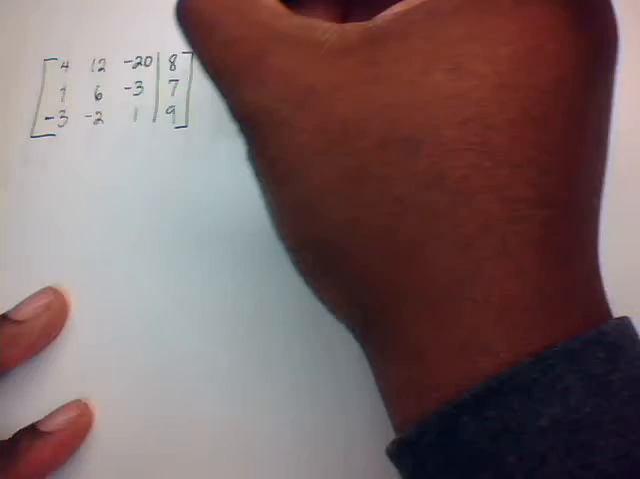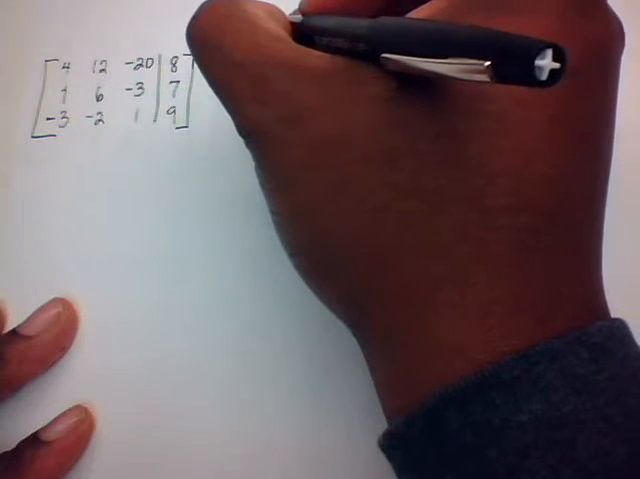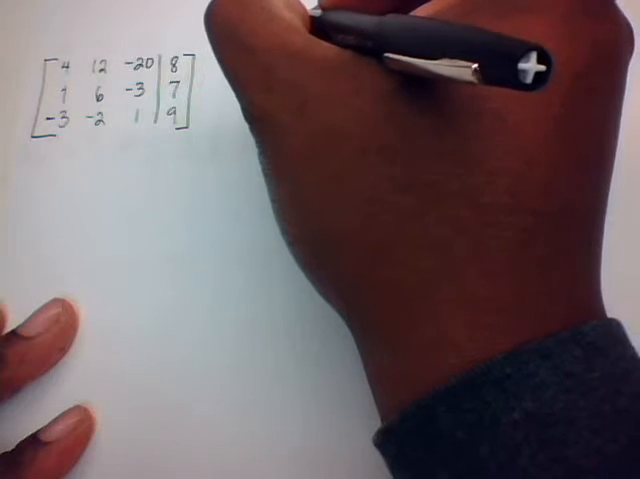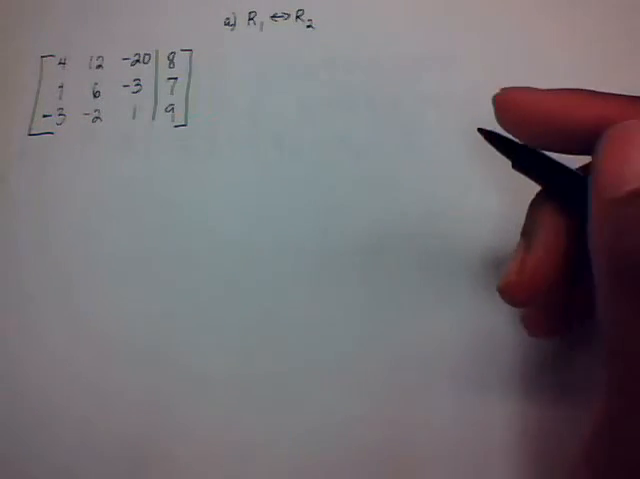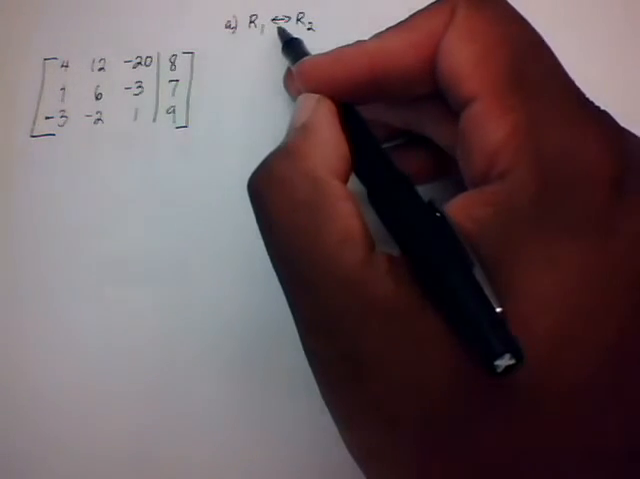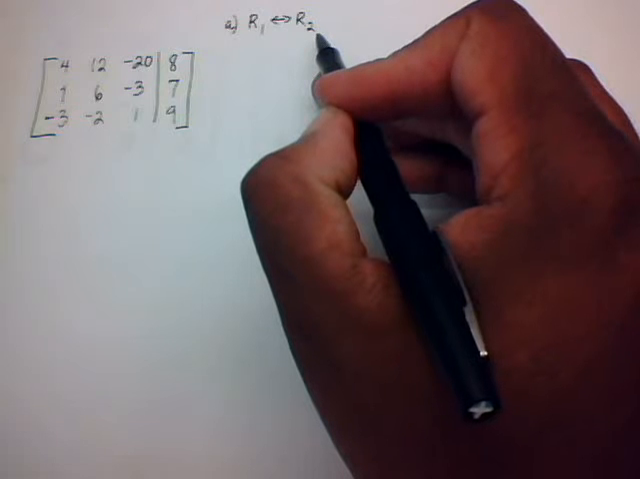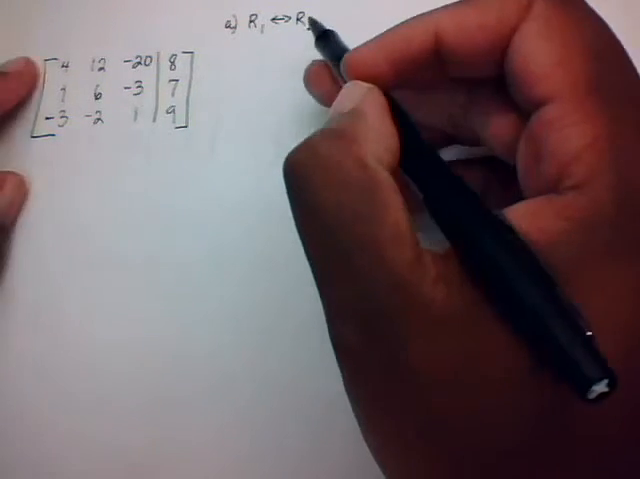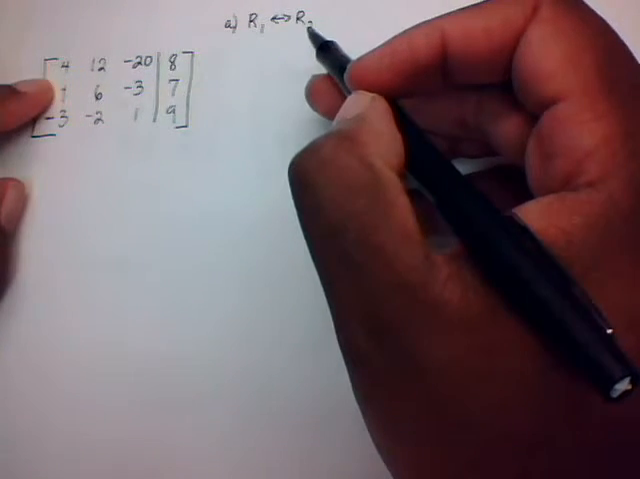And the first one we want to do here, in part A, we want to interchange row 1 with row 2. That's what this symbol means. Interchange row 1 and row 2. Okay, here's row 1 and row 2. We're just going to swap these two rows.